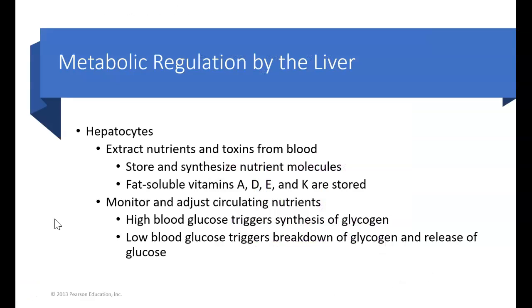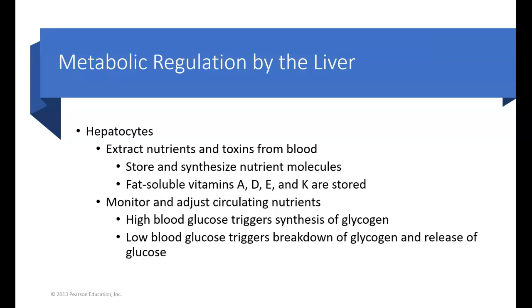So some of the metabolic regulation of the liver, outside of digestion, would be that the hepatocytes are going to extract nutrients and toxins from the blood. They're going to store and synthesize nutrient molecules, specifically the fat-soluble vitamins A, D, E, and K are going to be stored by those hepatocytes.